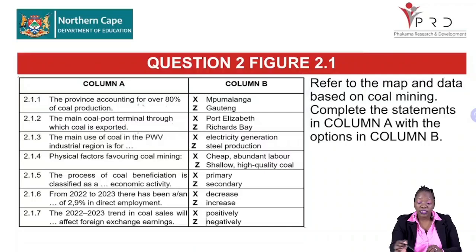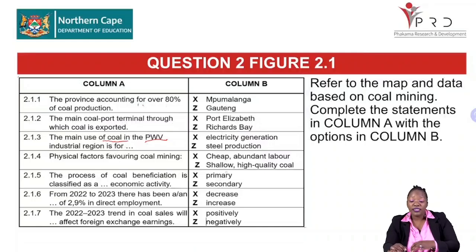Which coal is exported? We're looking at Port Elizabeth, we're looking at Richards Bay. Then number 3, the main use of coal in the PWV industrial region is for... Again, you will understand what the coal is used for at the PWV. Is it electricity generation or is it steel production?